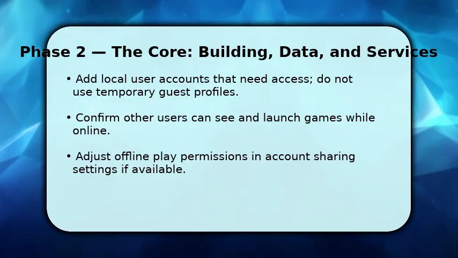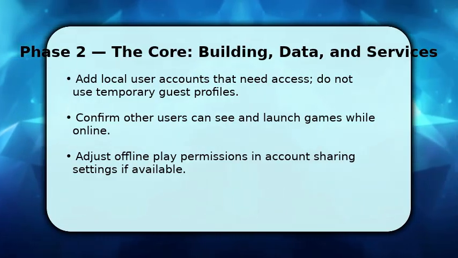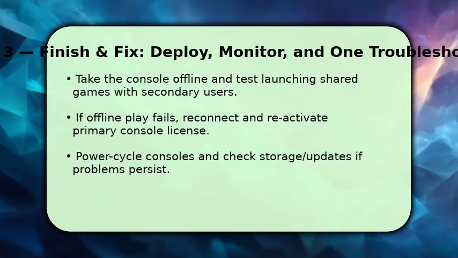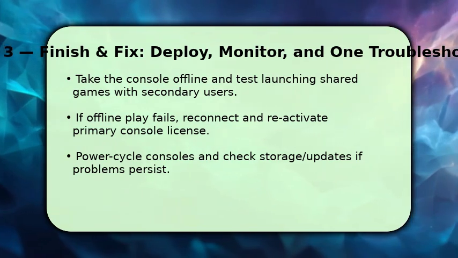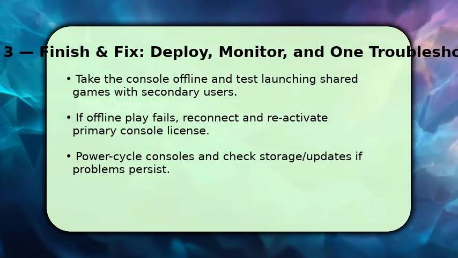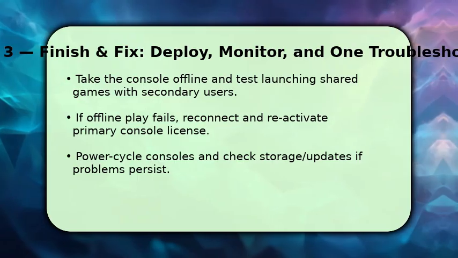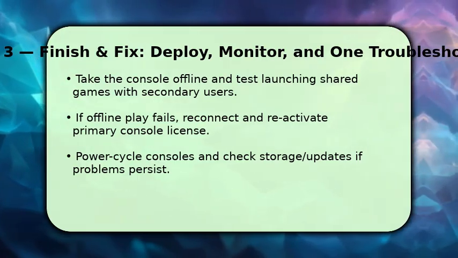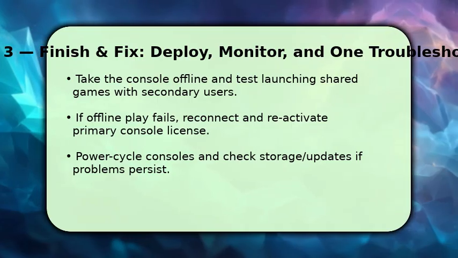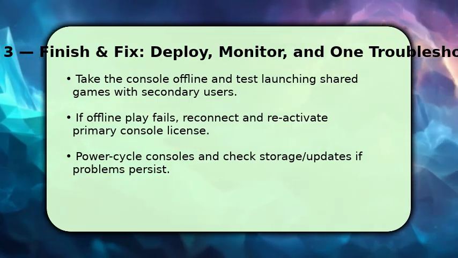Finally, disconnect the console from the internet and test launching shared games using a secondary user. That verifies offline play is enabled. If a game refuses to start, reconnect briefly and reactivate the primary license, because license tokens sometimes expire and need renewal. Once revalidated, try offline again.